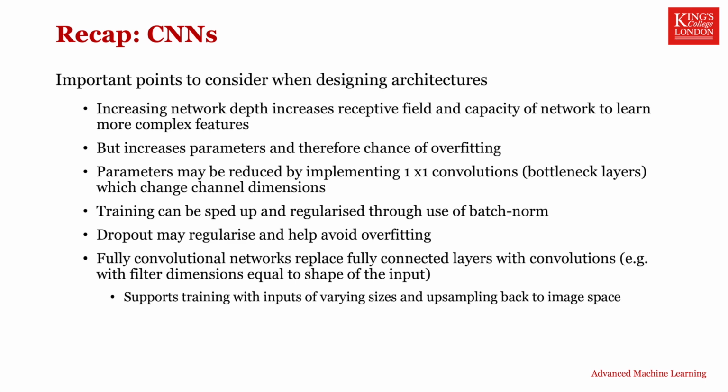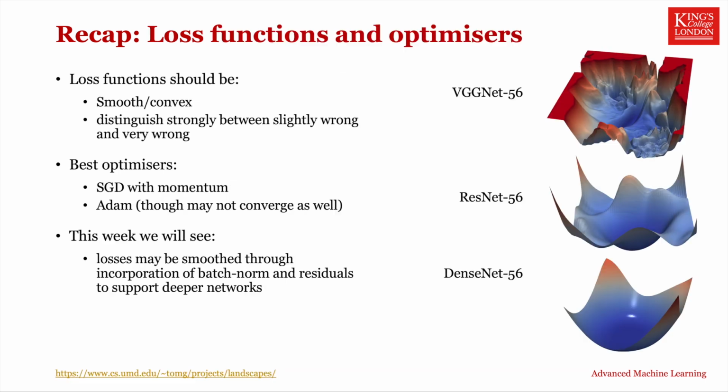Another important trick that we learned was switching fully connected layers for convolutions, where if filter dimensions equal the shape of the input, this will also return a 1D vector. However, the point is that it allows for testing on inputs with different sizes to the training data, and even more importantly, it allows for upsampling the bottleneck back to the original image dimensions, which supports semantic segmentation.